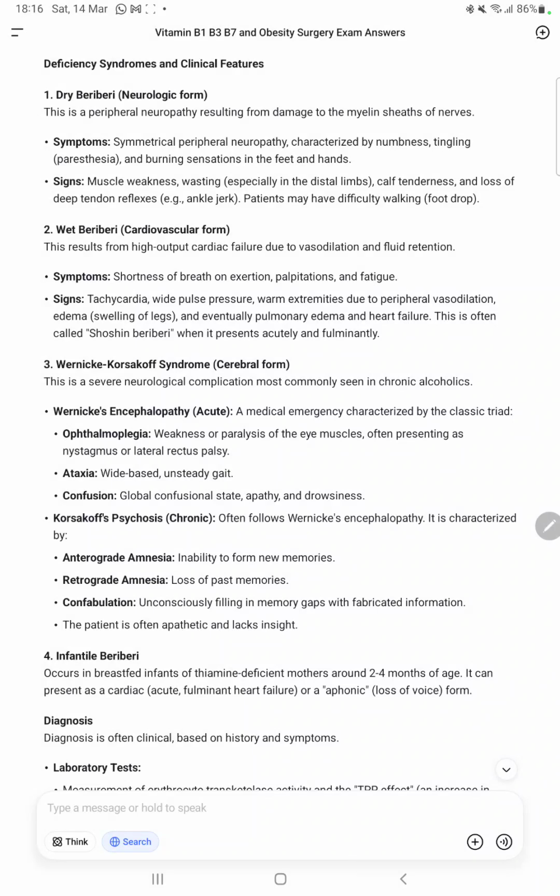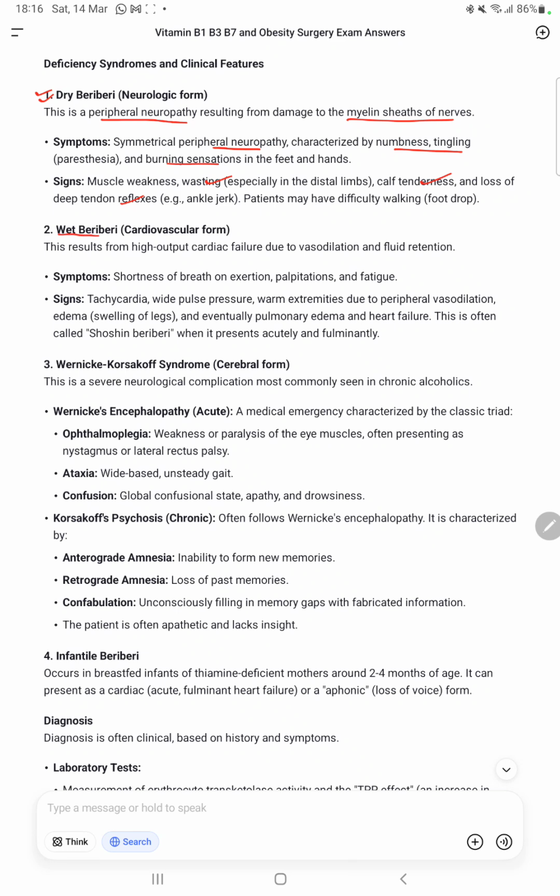Now talking about the deficiency syndromes and their clinical features, it can lead to dry beriberi, which is a neurological form. This is a peripheral neuropathy, and this results from damage to the myelin sheath of the nerves. The symptoms seen are peripheral neuropathy, characterized by numbness, tingling sensation, and burning sensation in the feet and the hands. The signs seen are muscle weakness, wasting in the distal part of the limbs, calf tenderness, loss of deep tendon reflexes, and the patient feels difficulty in walking.